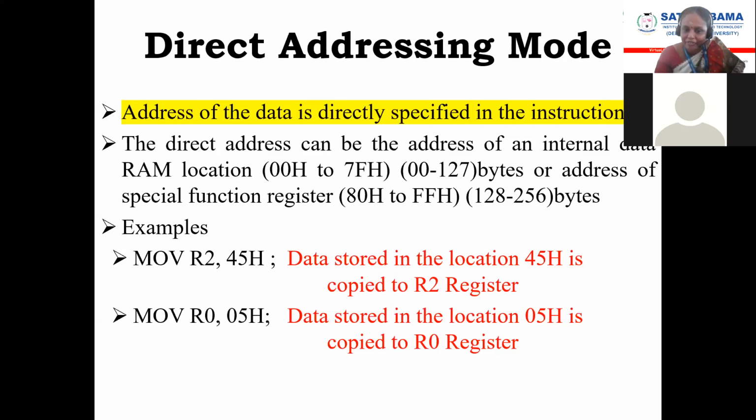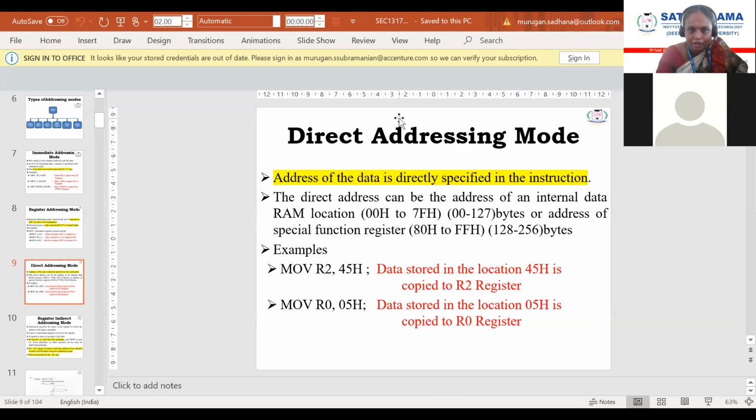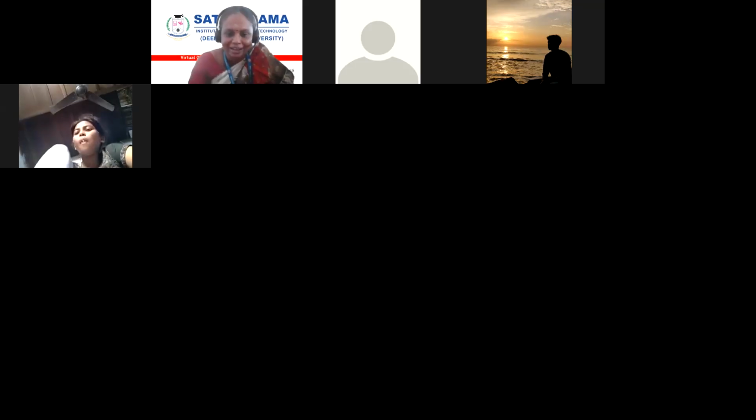Can you understand the difference between the first instruction and the third instruction? MOV R2, 45 means the data stored in location 45 is copied to the R2 register. It will go to the address. 45 is specifying the address. Are you clear? I told you we have an upper and lower area. Lower means 00 to 7F, that is 00 to 127 bytes, and the SFR is 80 to FF. So here we have the register memory 00 to 1F. Beyond that we will use the rest; once again I will share one more PPT, then I will show you the image.